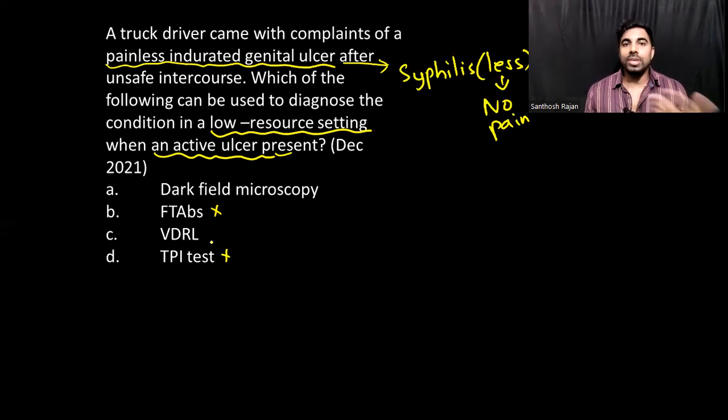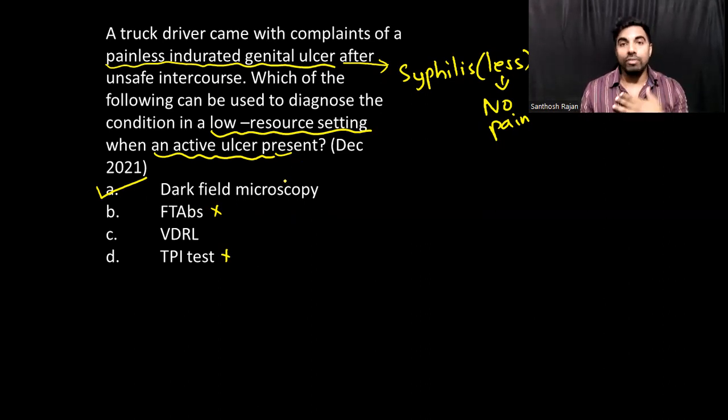If the treponemal antibody is not yet formed, I can't choose it. In that case, it's an active ulcer. Though the sensitivity of dark field microscopy is not very good, 70 to 80% is fine. So the answer goes towards dark field microscopy. Because with an active ulcer, it's very easy: you pick the ulcer, see it under dark field, you just have to change the condenser and see this.